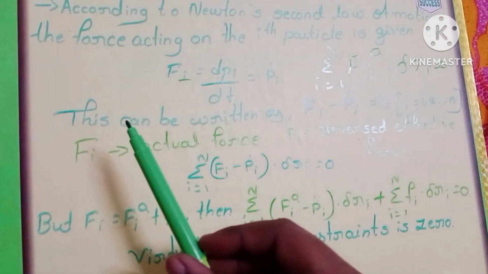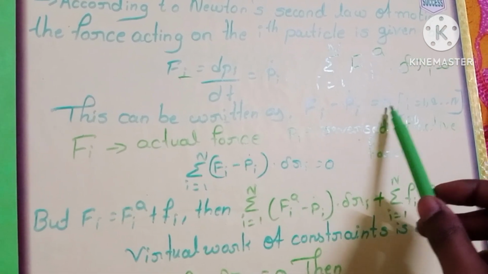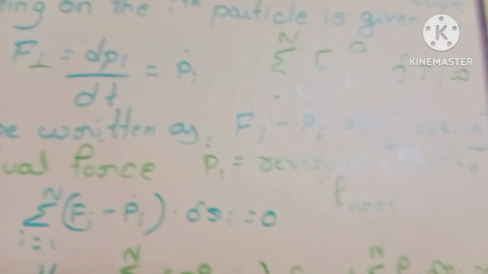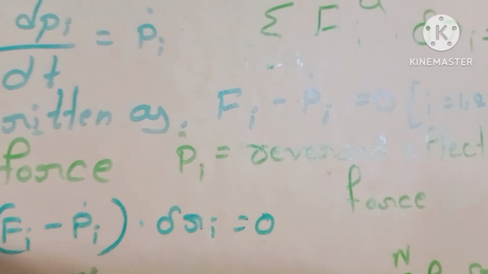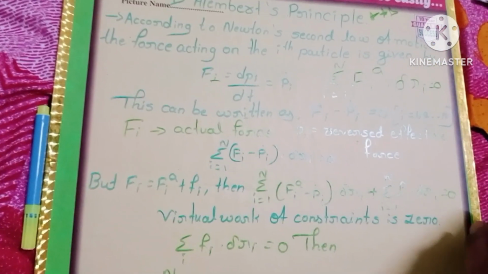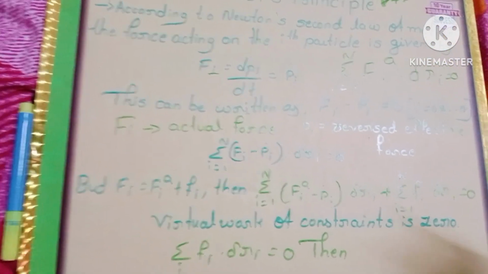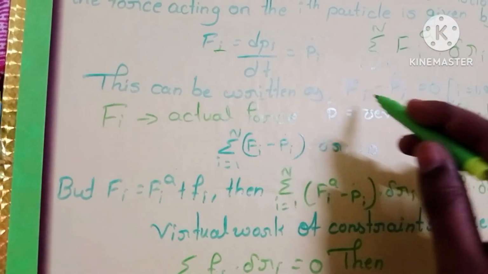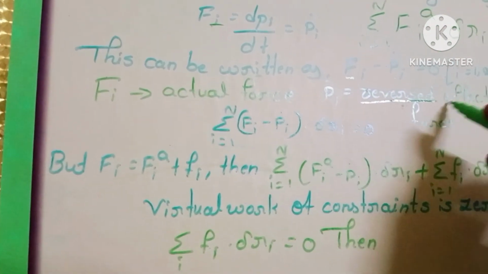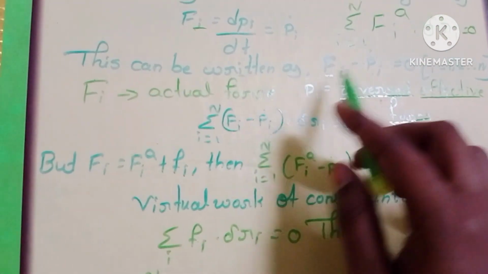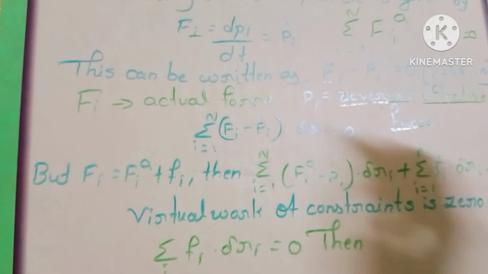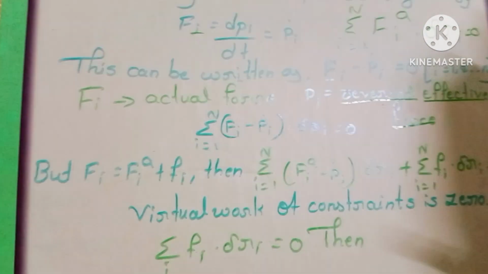Moving further, this can be written as Fi minus pi dot equals 0, where i equals 1, 2, and so on up to n. Here Fi is the actual force, and pi dot is the reversed effective force. So pi dot is not the linear momentum; it is also a force, the reversed effective force. Fi is the actual force, pi dot is the reversed effective force. I think it is clear.